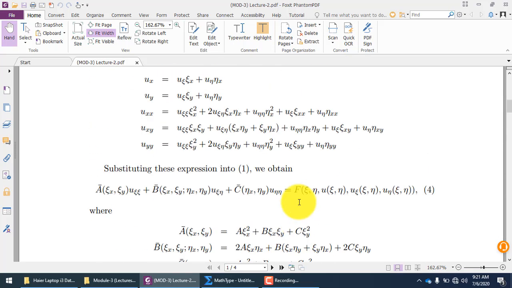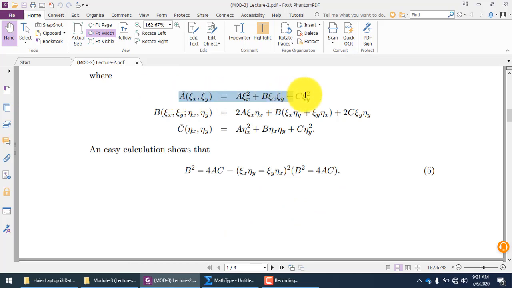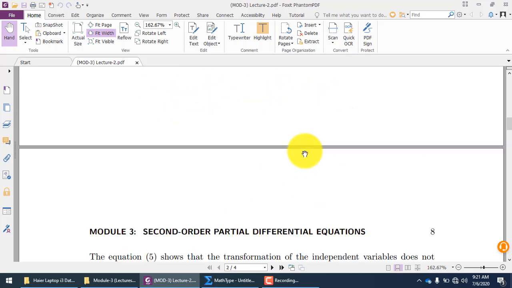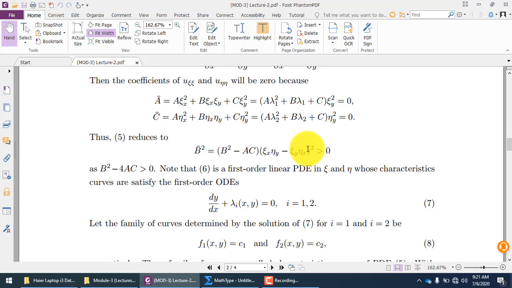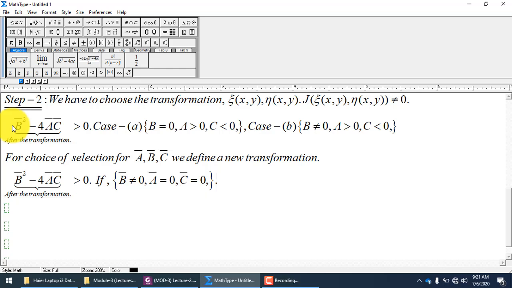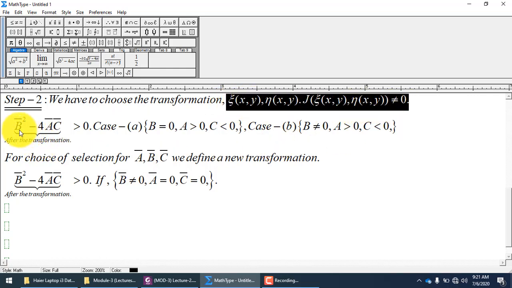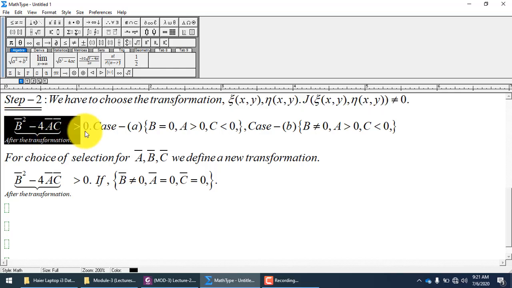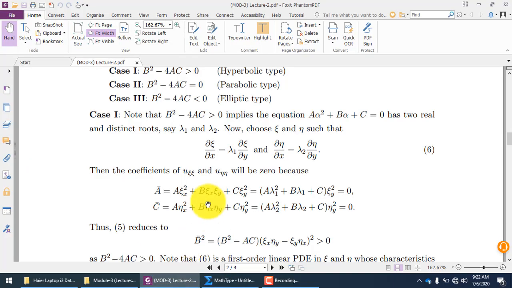You remember from the previous video lecture that A bar has this expression and C bar has this expression. I am repeating again and again that this is one of the choices to select A bar and C bar. As I explained earlier, you can select A bar, B bar and C bar in any way. You have to take care of two things: that the discriminant must not be equal to 0 for that transformation xi and eta, and that the type remains the same. If we are discussing the hyperbolic case, the new transformation does not alter the discriminant, which was B bar square minus 4 A bar C bar.